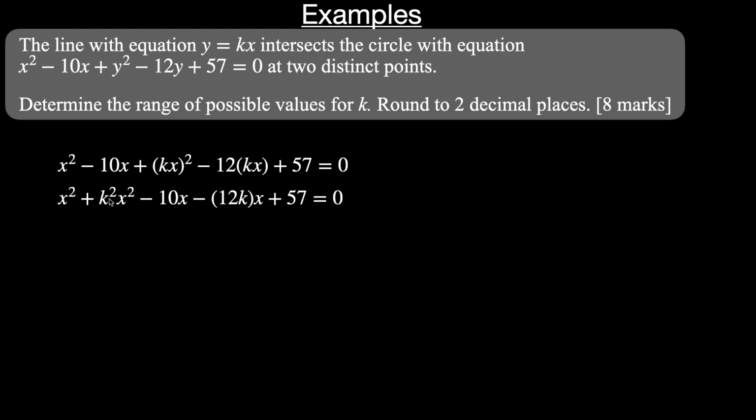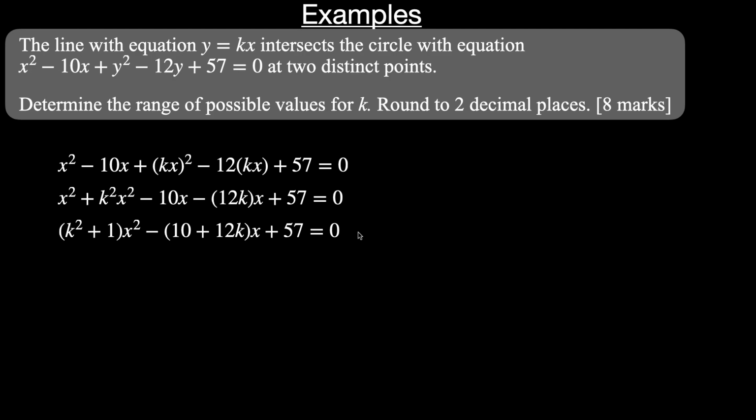Now what you want to do is to factorize out the x squared from these 2 terms and the x from these 2 terms, and we'll get this. So k squared plus 1 if we factorize out x squared, and then 10 plus 12k. So I've factorized out effectively negative x from those 2 terms. So if we expand that out again, we get negative 10x take 12kx, and still the plus 57 on the end, and all this equals 0.